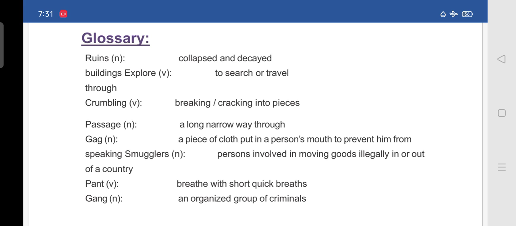Gag, a piece of cloth put in a person's mouth to prevent him from speaking. Smugglers, persons involved in moving goods illegally in or out of a country. Pant, breathe with short, quick breaths. Gang, an organized group of criminals.